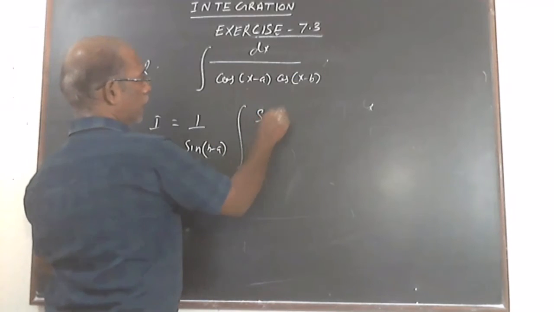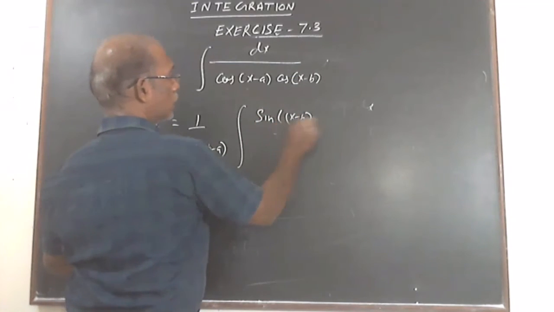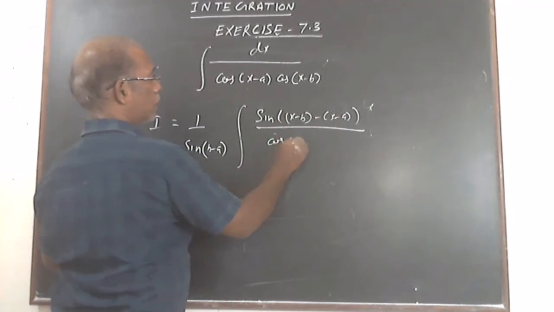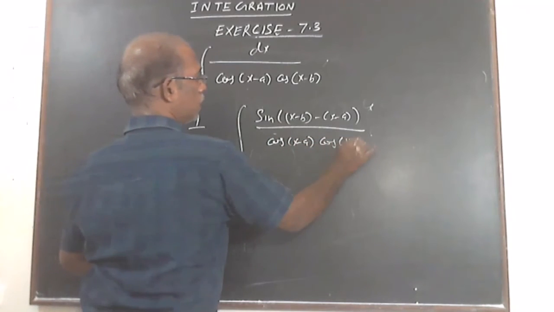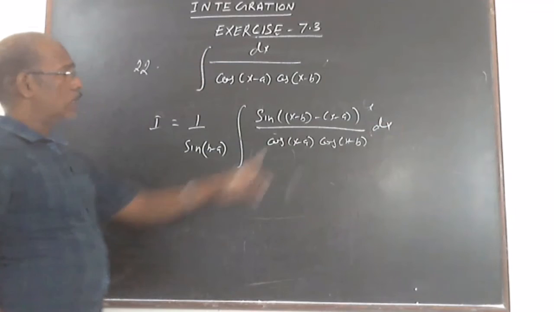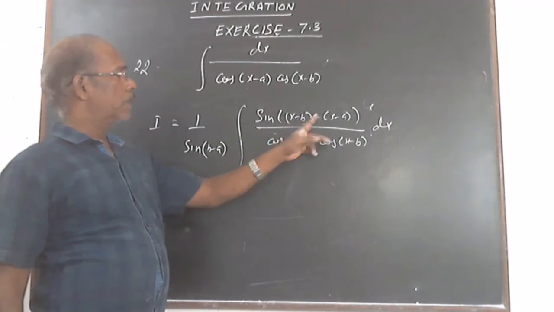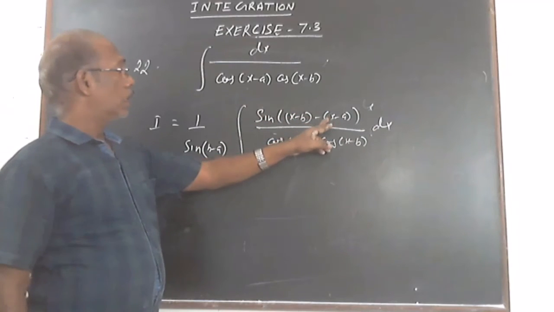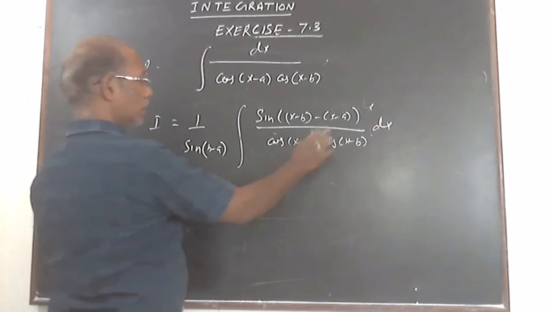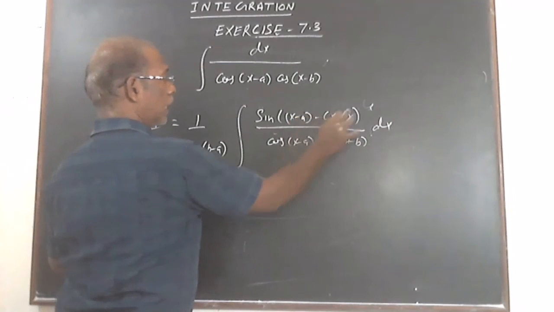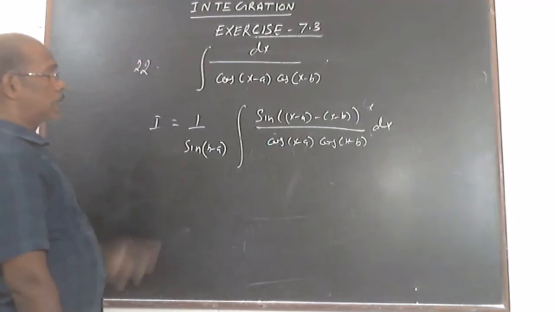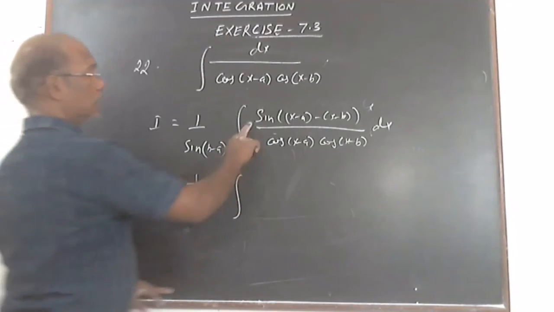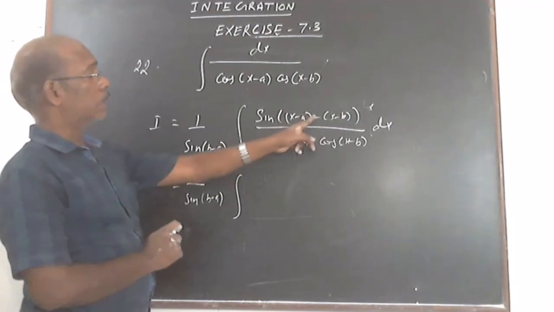The same numerator can be written as sin of x minus b minus of x minus a, then cos of x minus a into cos of x minus b dx. Just verify: x minus x cancels, minus b plus a, so the entire numerator is sin of a minus b. Here b minus a means here a, there b, correct? Then b minus a will come. Now what to do? Sin of b minus a, just expand using the formula for the difference of two angles.